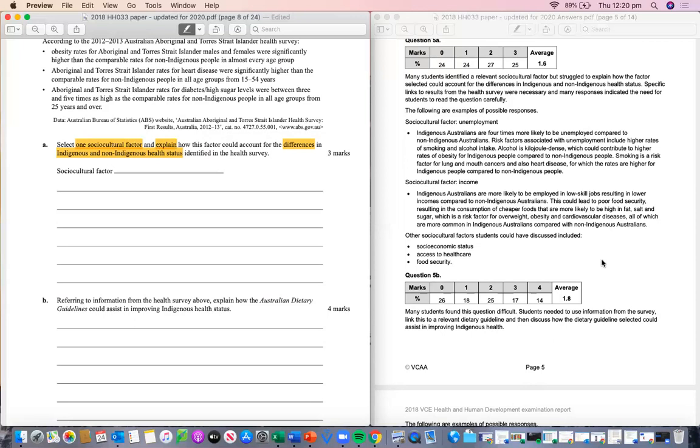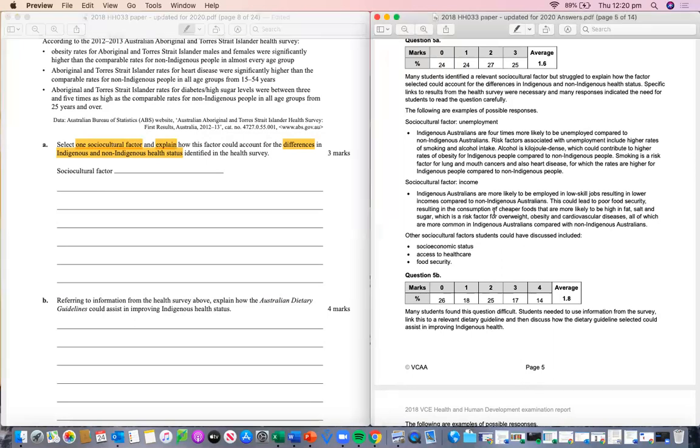So, you've got 1 mark for your factor. You've got your second mark here, which came from this area, obviously with low-skilled jobs resulting in lower incomes compared to non-Indigenous Australians. Now, to get that final mark, there needs to be a linking statement. So, how can having a lower income affect one particular area that you're going to focus on?